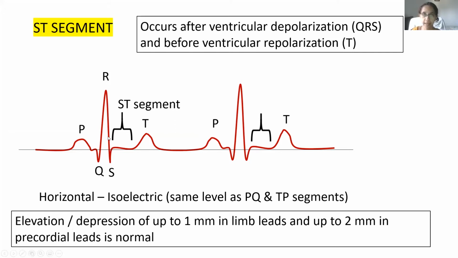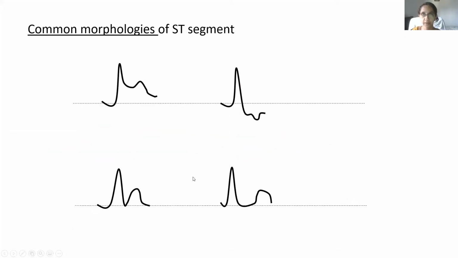What does ST segment mean? ST segment is happening after the ventricular depolarization and before the ventricular repolarization. So it's a phase in between ventricular depolarization and repolarization, and you can have changes which are more related to a myocardial disease, a pericardial disease, and few medications.